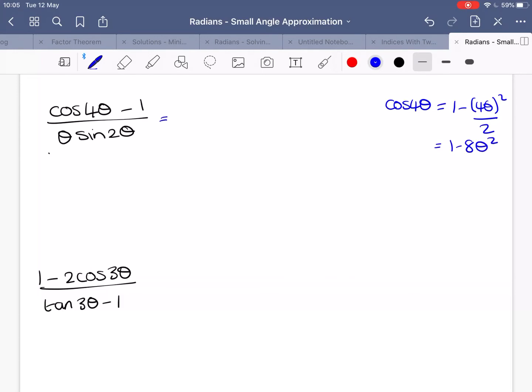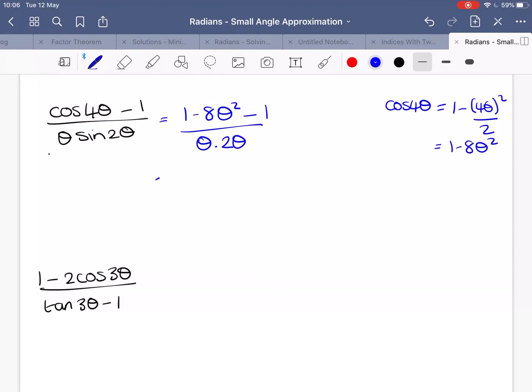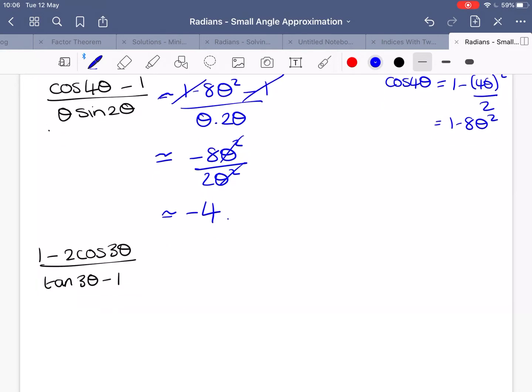So I've got 1 minus 8 theta squared, take away 1 over theta times, well, sine theta is approximately theta, so sine 2 theta is approximately 2 theta. Right, so 1 take away 1 on the top, so there you go. So I've got minus 8 theta squared on the numerator, and I've got 2 theta squared in the denominator. Theta squareds are going to cancel, so it's going to be approximately equal to minus 4. Again, try it in your calculator.